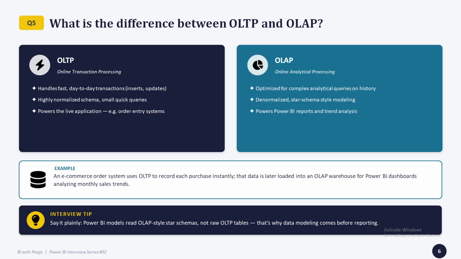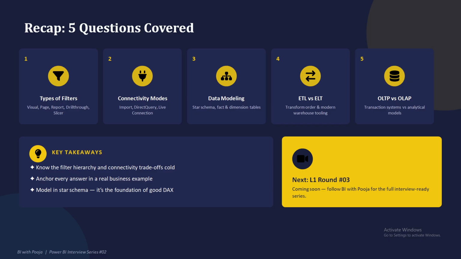Yeah, that's about question number 5. So what we have covered in this video: we covered the types of filters. Then we covered connectivity modes, that is import, direct query, live connection, and composite mode. And question 3 was, what is data modeling and how can we build a relationship in Power BI. Then we covered the data warehouse related questions, that is ETL versus ELT, and OLTP versus OLAP.